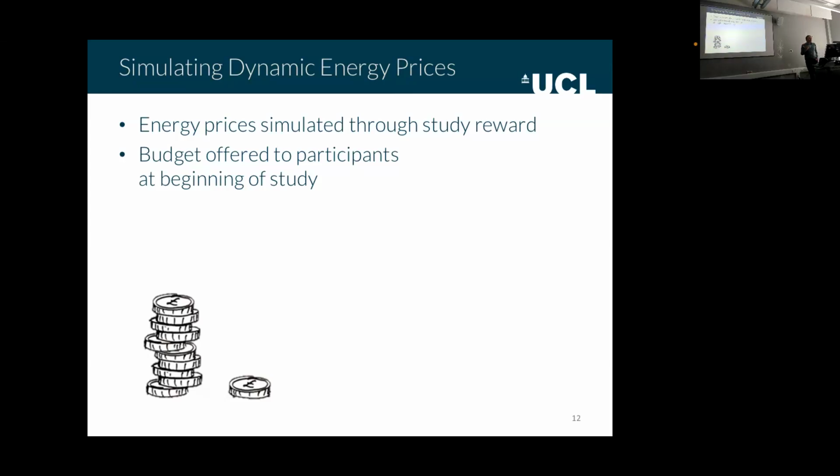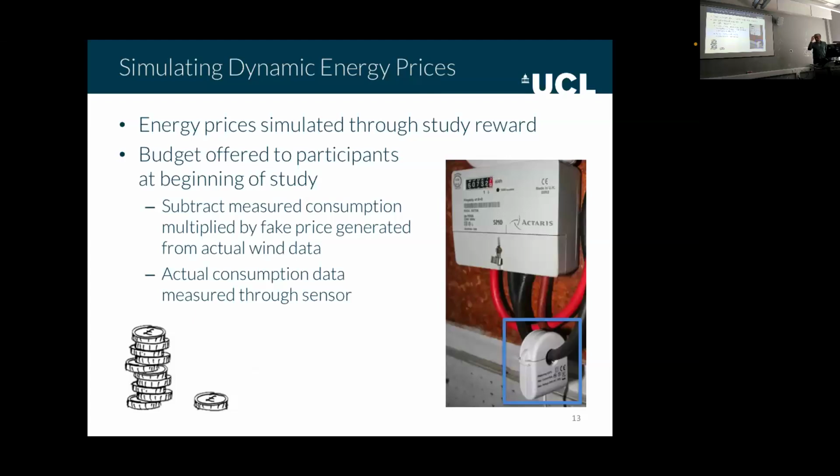So when participants start one of our studies, we give them a budget, which can be 30 to 100 pounds, depending on the duration of the study. And then we install electricity consumption sensors in their homes, so we can see in real time how much they are consuming. And we use that data essentially to create our own energy billing system, which we can base on this dynamic pricing that is based on publicly available information about the availability of renewable energy. And we run it against the budget that we give participants at the beginning.